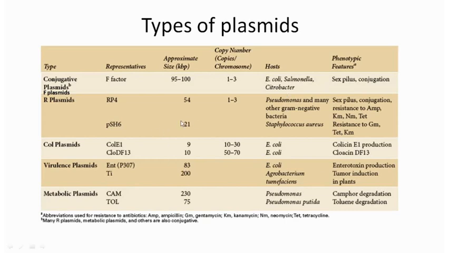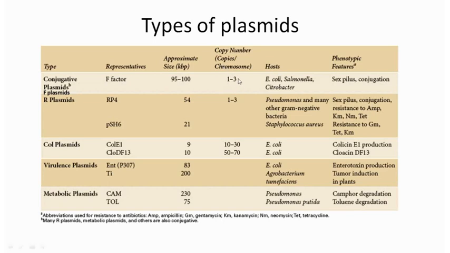Here is a brief idea in this table of how many types of plasmids there are. The first one is the conjugative plasmid, or you can say F plasmids. These are basically the fertility factors, the F factors, which are responsible for transfer of genes from one cell to the other through conjugation. That's why the name is conjugative plasmid. These are very big plasmids, 95 to 100 kb. In fact, 200 kb F factors have been talked about.